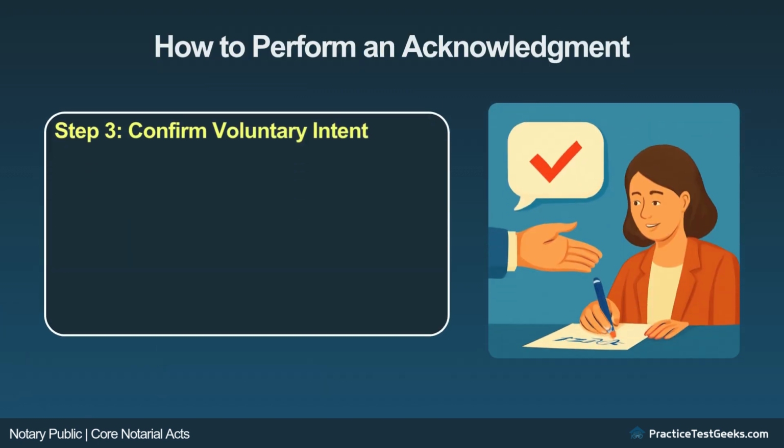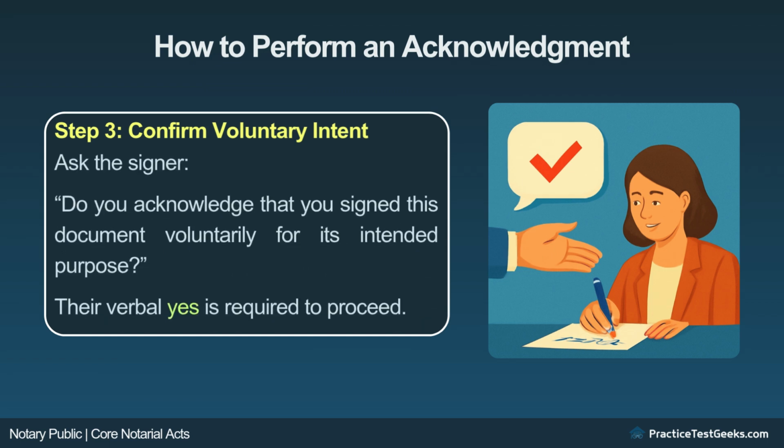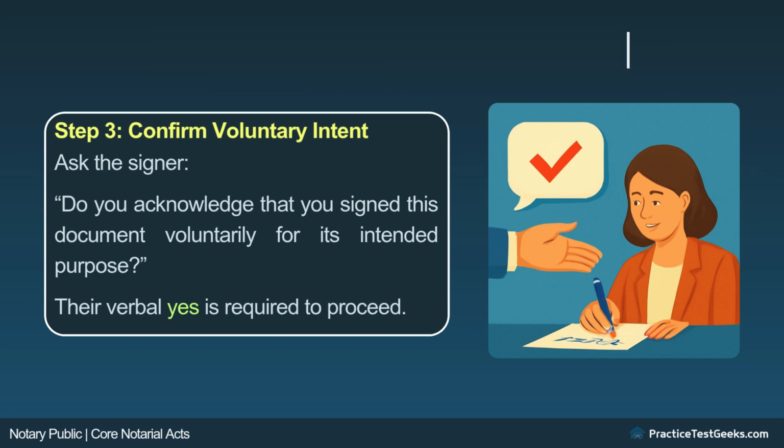Step 3. Confirm voluntary intent. Ask the signer, do you acknowledge that you signed this document voluntarily for its intended purpose? Their verbal yes is required to proceed.